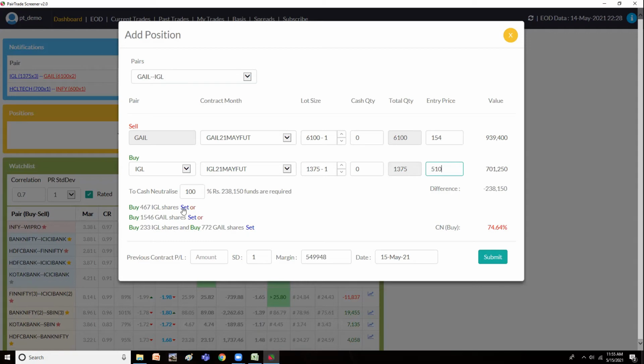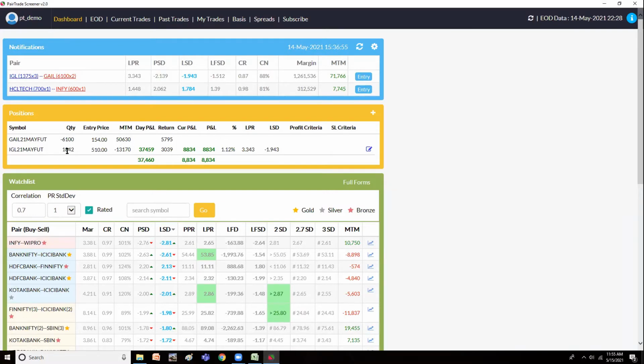I have to set the lot sizes, right? So I'll do this and say submit. If you see, I have increased the IGL lot sizes, right? So the Thursday to Friday closing has moved to 37,500 based on the quantity. And I would have made 8,834 profit, because I have made 5,000 on this one and 3,000 on this.